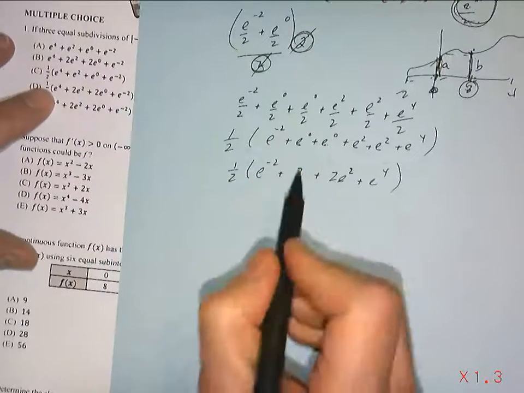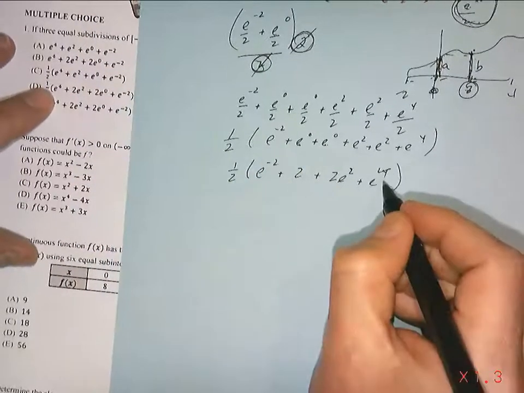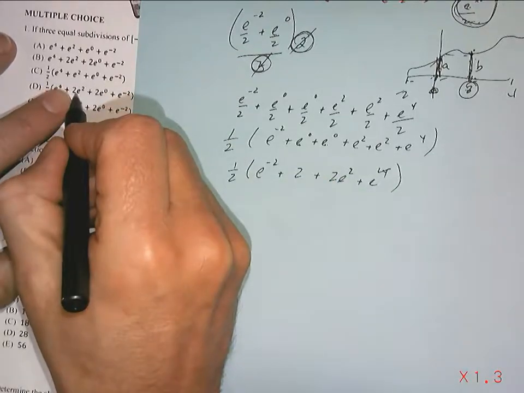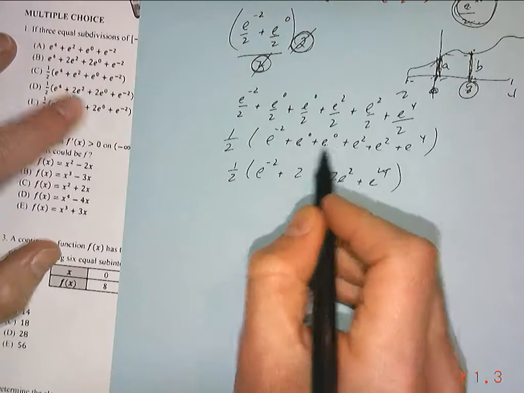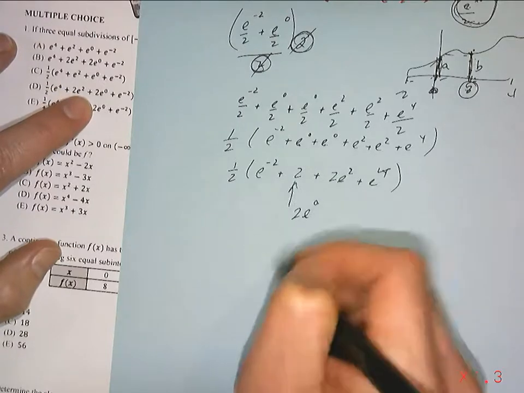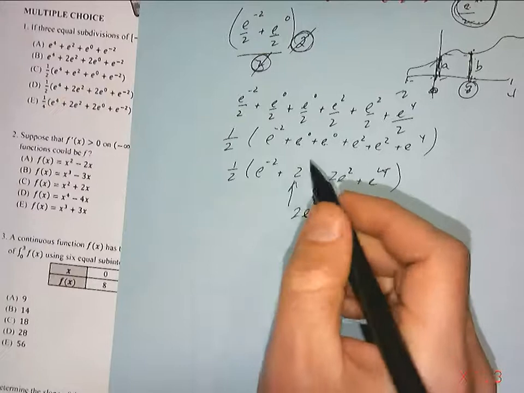Now they start with e to the 4, and then they go to 2e squared. So that one doesn't have the 2 in front of it. That one does. As long as everything else matches, 2e to the 0 is the same as 2. E to the 0 is 1. And then, hey, D is my right answer.